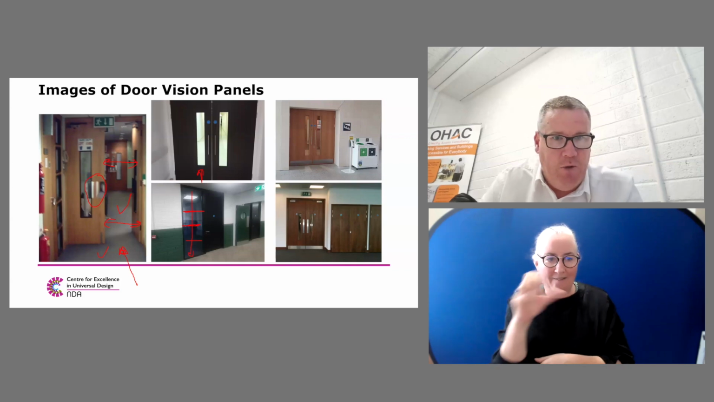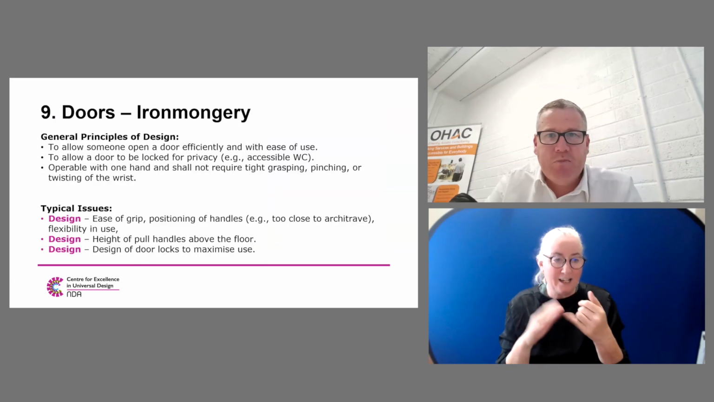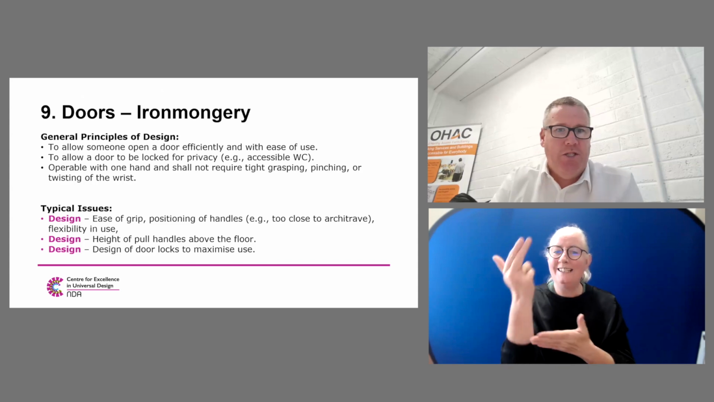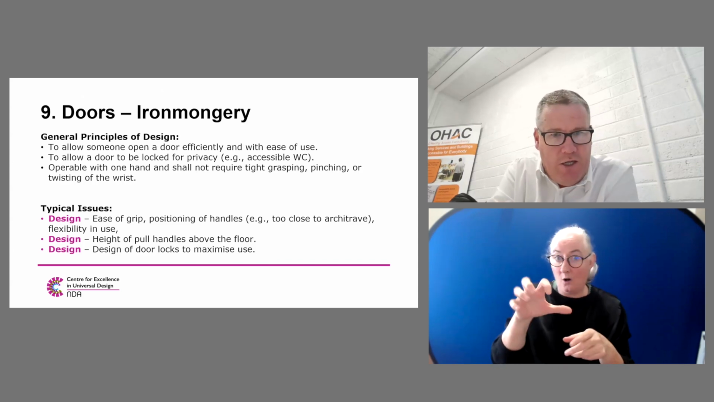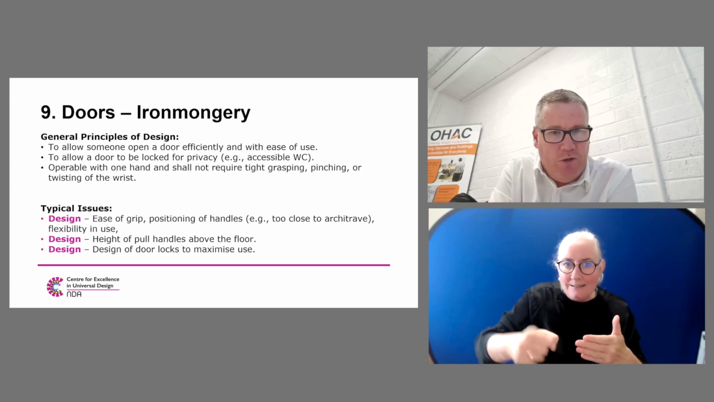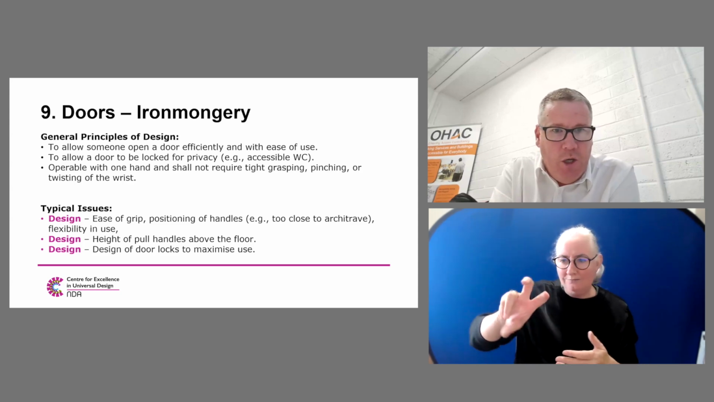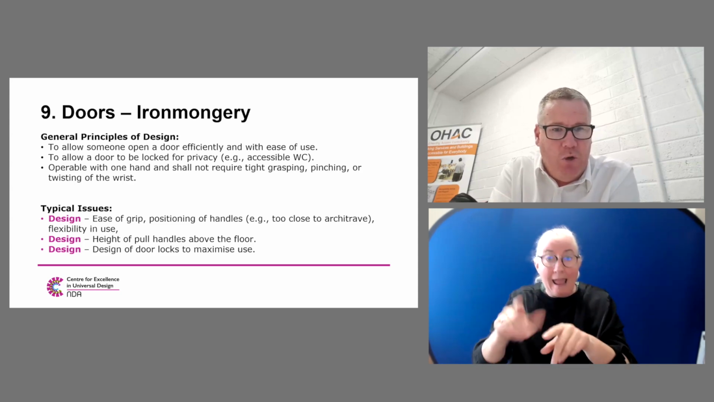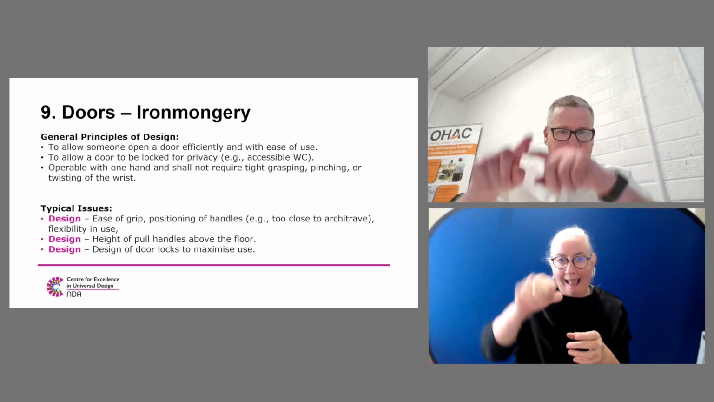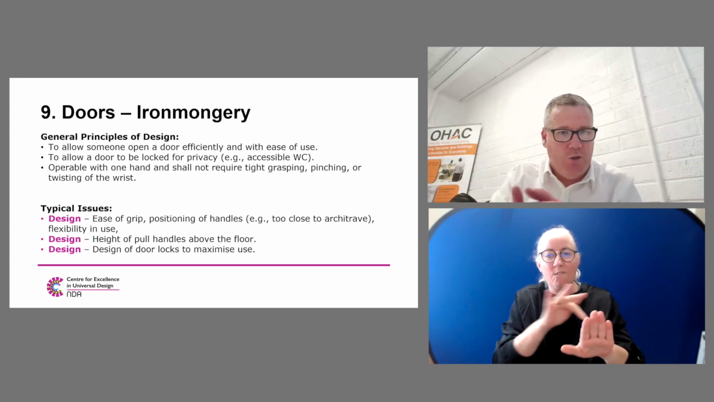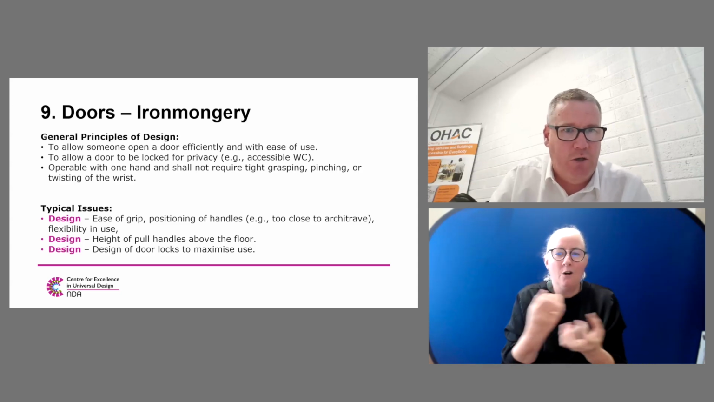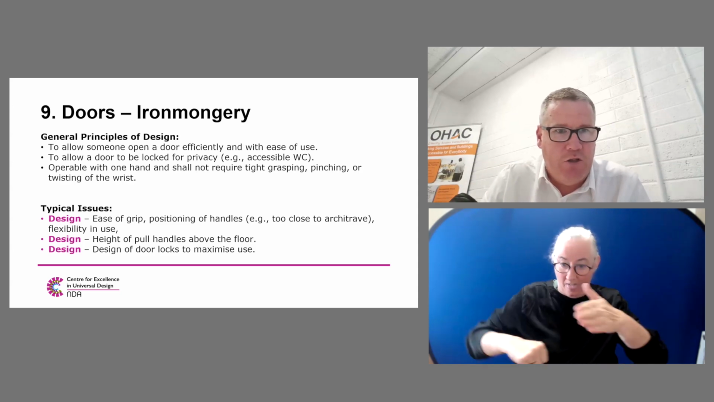The second last area that we want to cover is ironmongery. So I suppose, look, when you're designing your ironmongery, easy to grip. So again, well-designed handles. Avoid things like round doorknobs and so on, but also the positioning of the handles too close to the architrave. So you want to make sure that the handle is positioned away from the frame around the door, so that if someone has poor strength or dexterity, they don't knock their knuckles off the architraves and so on.